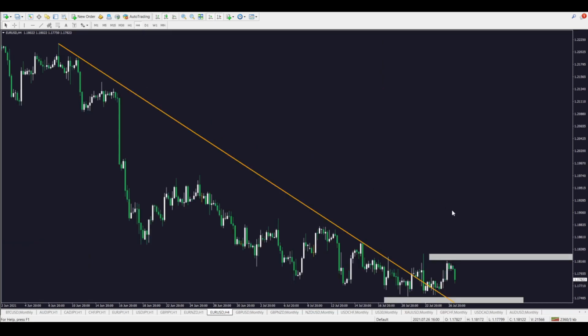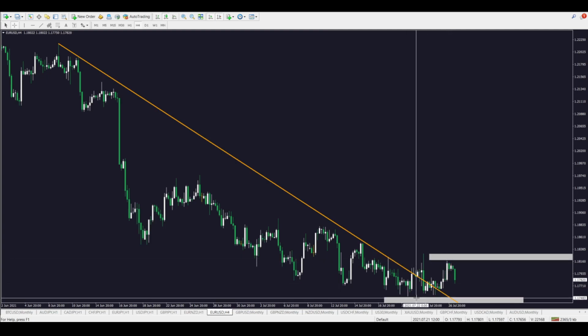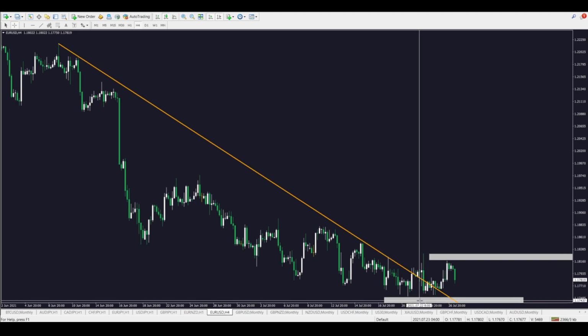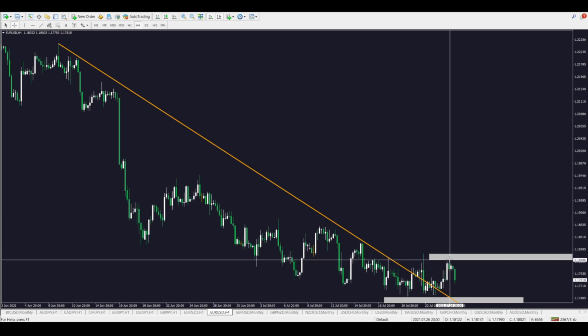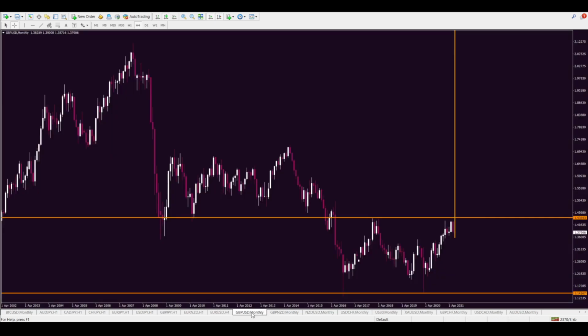So for me, this is my trend line, so this would be right here. If I get a break above this area without price going below this area right here, I would take a buy. And if I get a break below this low right here without price going above this high, I would definitely sell. So a very simple one on Euro USD.